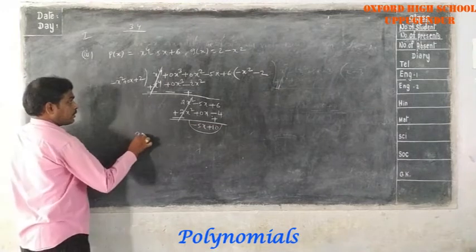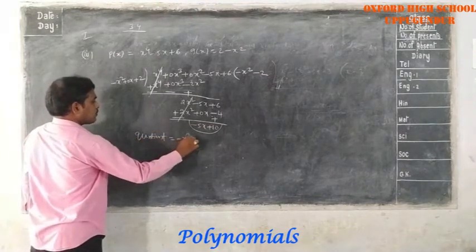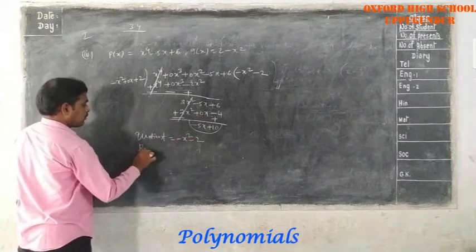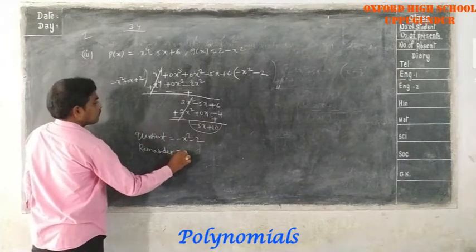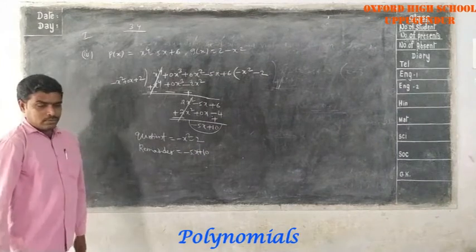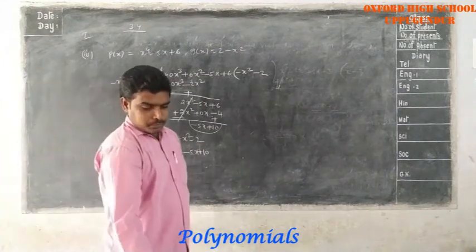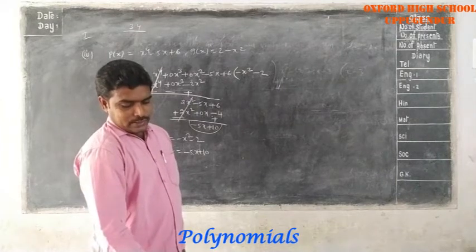So here quotient is minus x square minus 2, remainder is minus 5x plus 10. So this is about the third problem. I am not telling the second one.